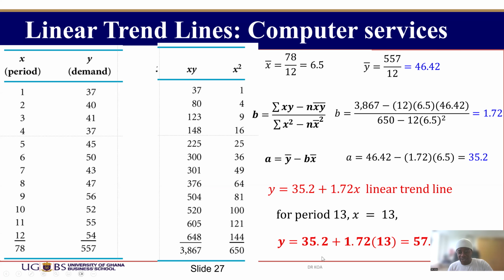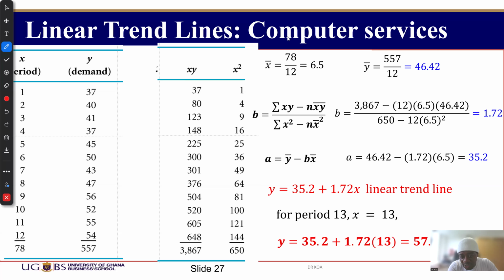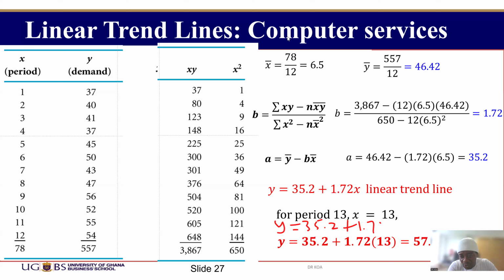We were able to get this equation, and we were able to use it to even calculate for 13. So we can use it to calculate the forecast for 1. How do you get the forecast for 1? Pay attention here. To get a forecast for 1, you're going to have Y equals 35.2 plus 1.72 into bracket 1. And that will give you the forecast for 1.